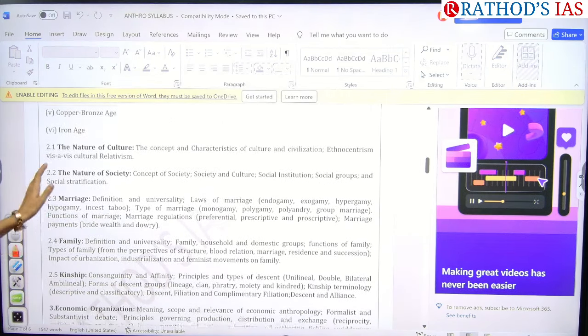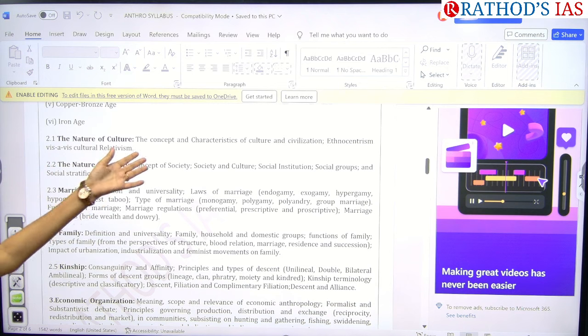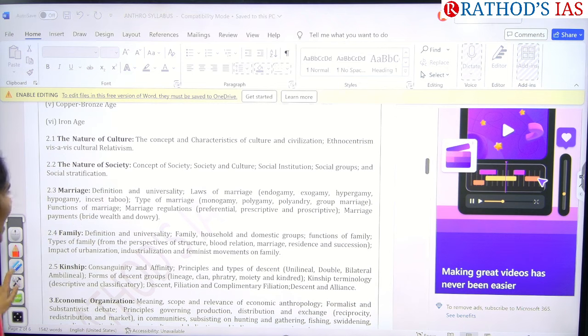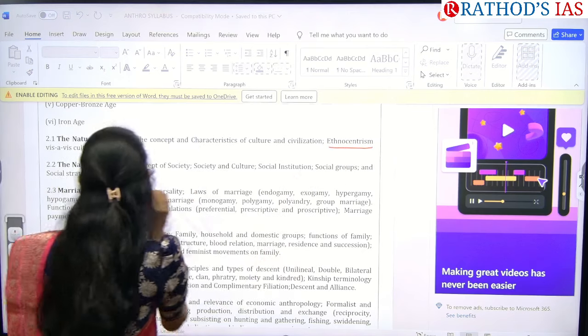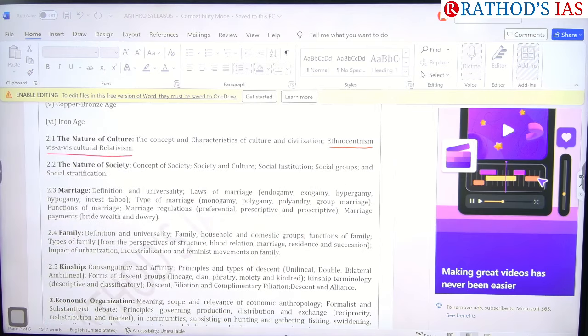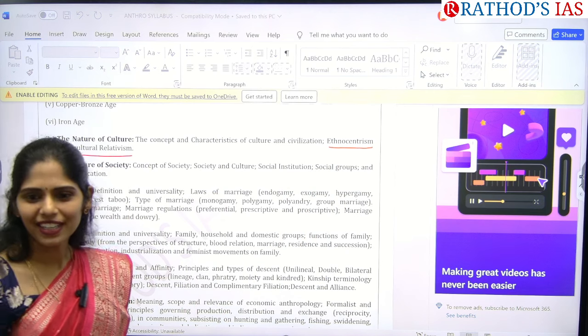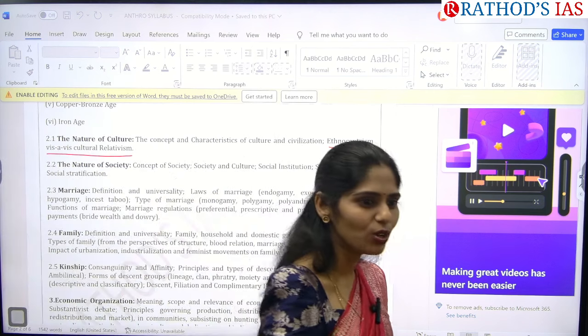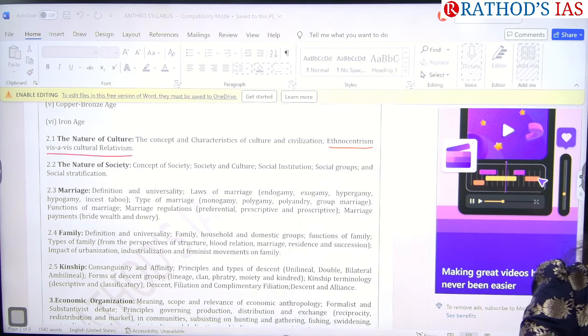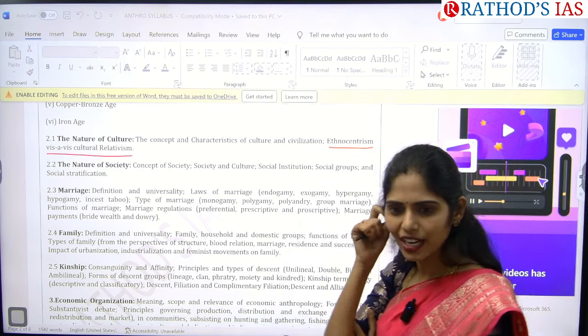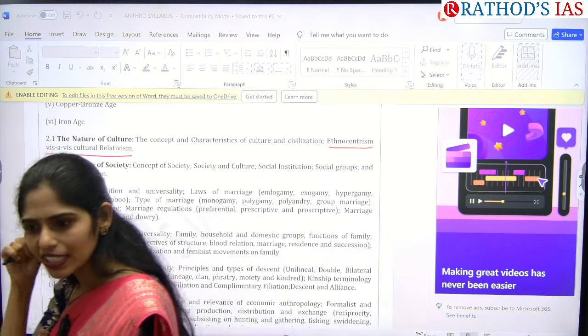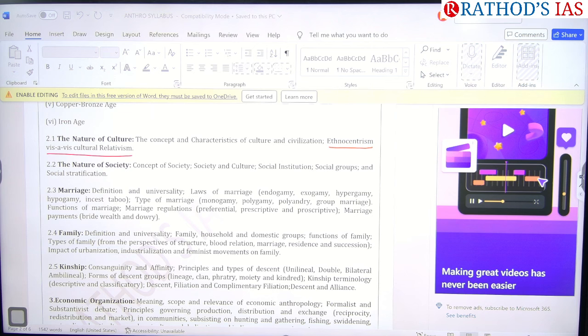And next, culture. What is this concept of culture? What are the characteristics of culture? And you have to see these two concepts, ethnocentrism and cultural relativism. Tell me, what is the meaning of ethnocentrism? Centric. Tribal society. Not tribal society. What is cultural relativism?